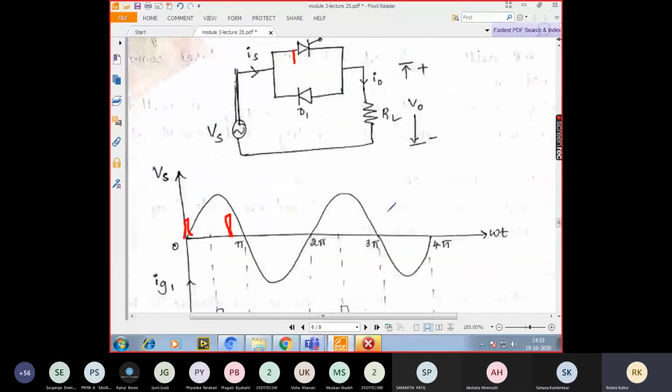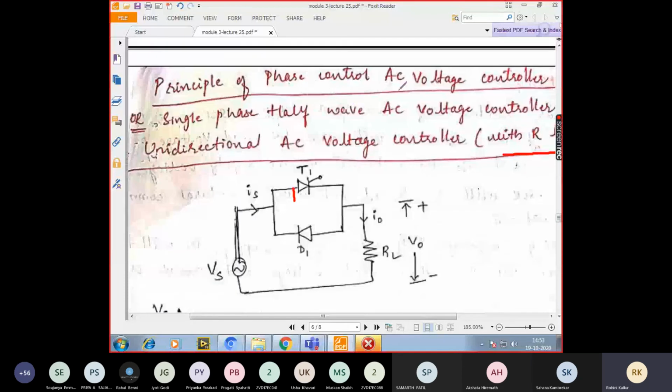The reason for calling this phase control is that I am varying the firing angle, by which I vary the output voltage or output current. We are getting half wave control. The other half wave is not controlled because I am using an uncontrolled device, that is diode D1. So it is called a single phase half wave AC voltage controller.